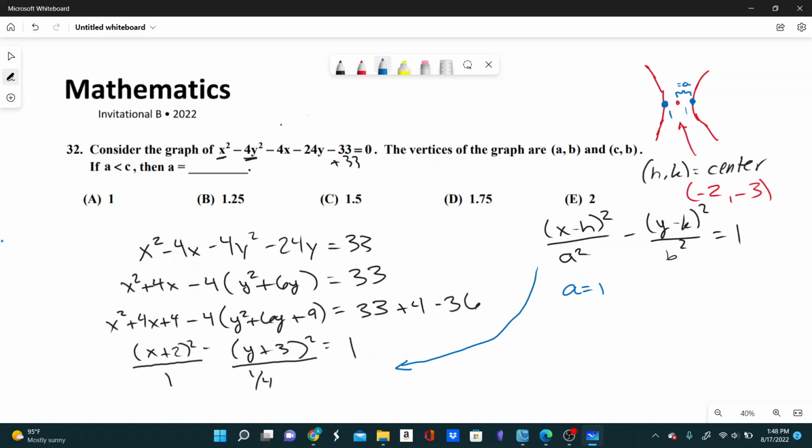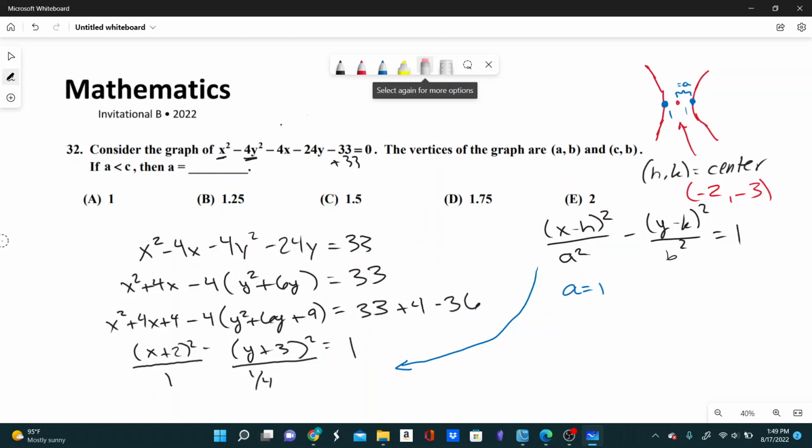And so now we can find both vertices. So if this point is at -2, -3, and this distance is 1, well then we just take the coordinate that's 1 to the right. So this coordinate would be -1, -3. And then if we go to the left, I just realized I made a mistake. Here, let me backtrack just a little bit. I notice I made a mistake here, but it's okay.